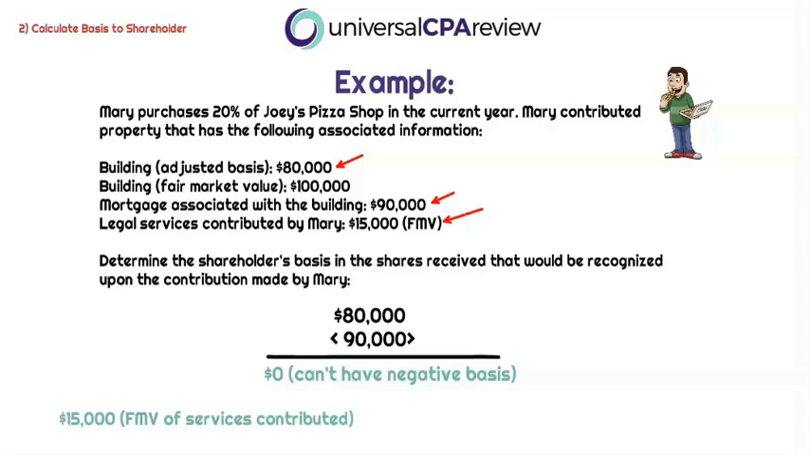Okay, so what's key to remember here is that anything essentially that the shareholder is contributing would apply to their basis in the stock that they are receiving. So how much of this property contribution is going to go towards her basis? Answer would be 0. How much of the services provided would go towards her basis? Answer would be $15,000. All right, so the sum of both of those is going to be $15,000. Booyah, 2 down, 1 to go.